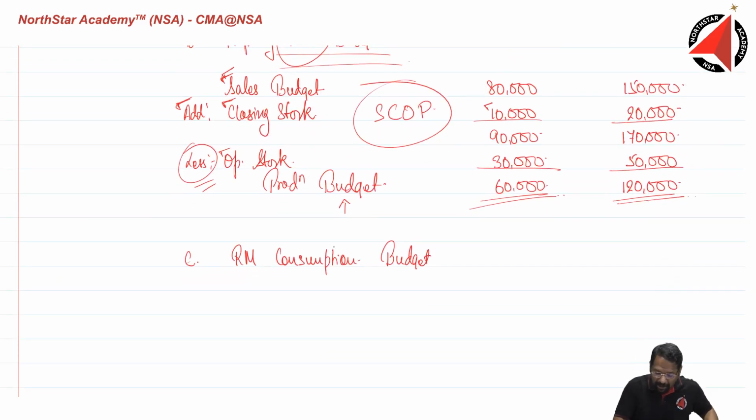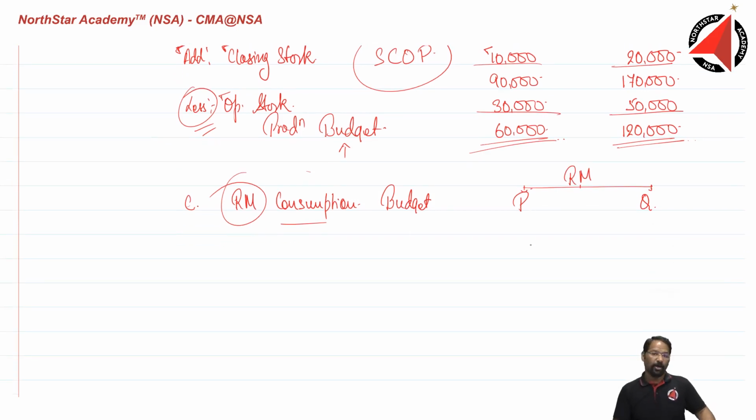We are talking about raw material consumption budget. So we should write X and Y, or we should write P and Q. What should we write on the header? So on the header it should be P and Q, and on top these are raw material. Very good, awesome.